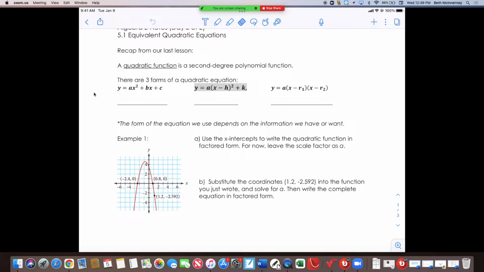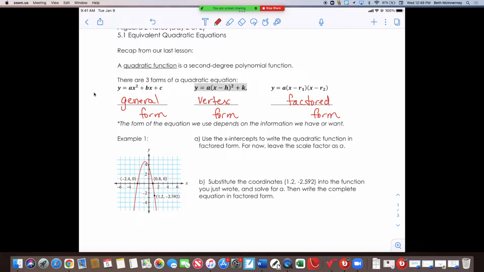All right, what's the name of the first one? Y equals ax squared plus bx plus c. What do we call that? Good job. That is general form. All right, Keller, what's the middle one called? Good job. That's vertex form. And Angelo, what's the third one called? Yep, that's factored form.